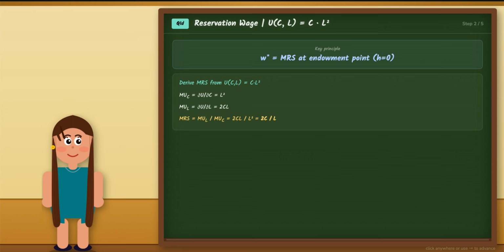First, I derive the MRS. The utility function is U equals C times L squared. MU sub C equals L squared. And MU sub L equals 2CL. So, MRS equals MU_L over MU_C, which simplifies to 2C over L.